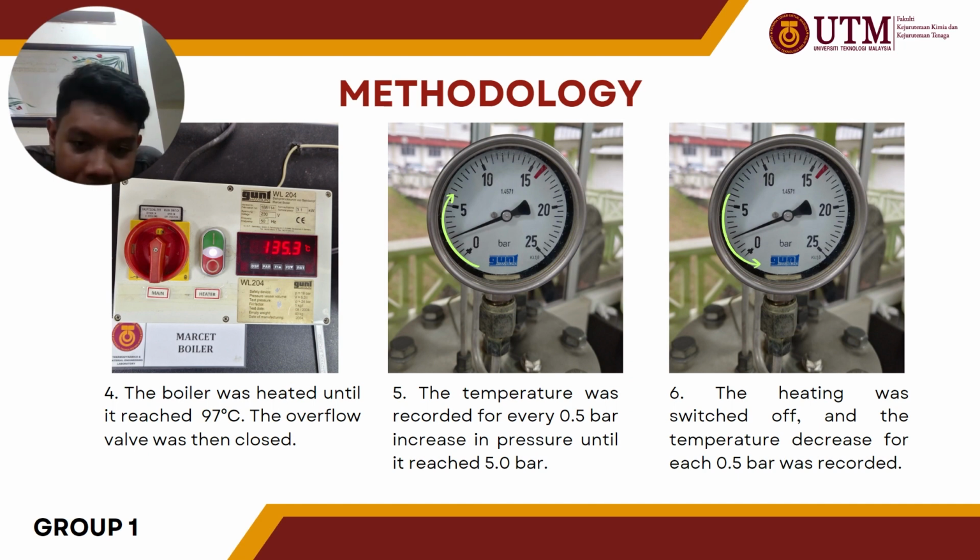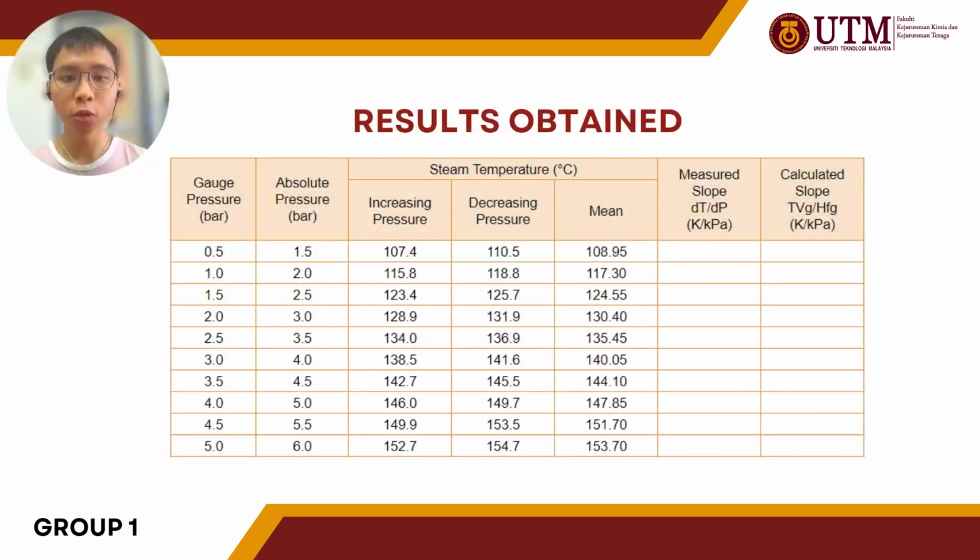Step 5. The temperature was recorded for every 0.5 bar increase in pressure until it reached 5.0 bar. The final step, the heating was switched off and the temperature decrease for each 0.5 bar was recorded. The table shown in this section is the result our group obtained from the experiment. As we can see, the temperature for both the increasing and decreasing pressure has increased.